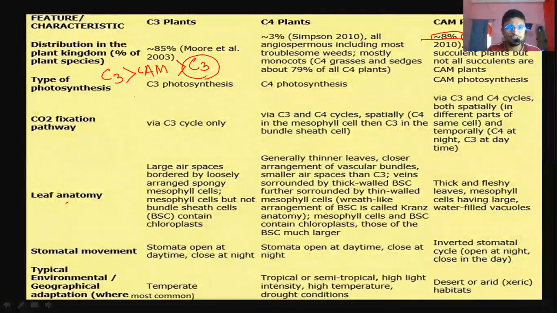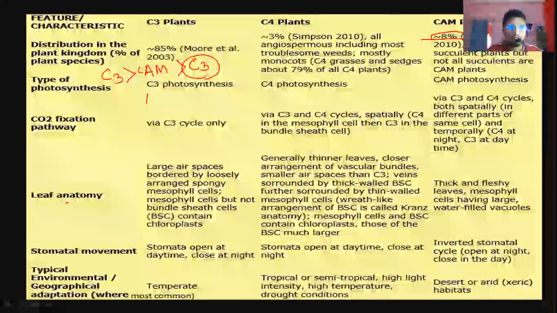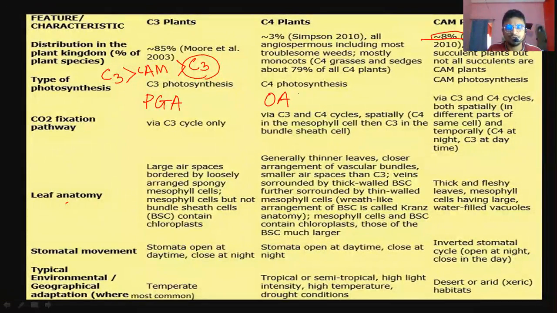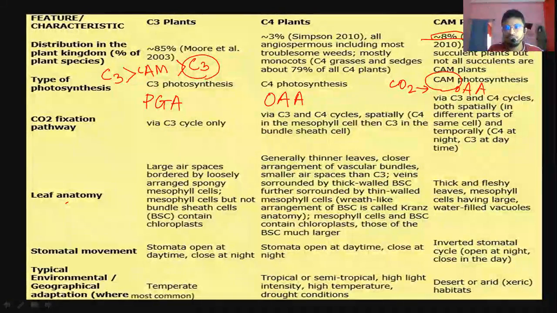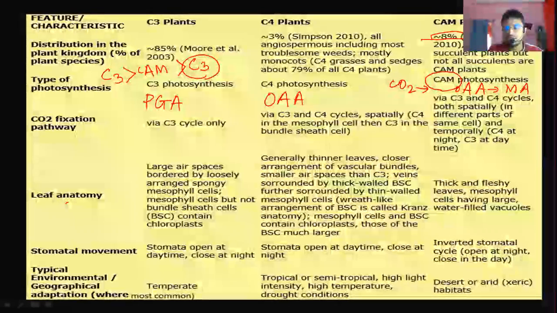You have C3 photosynthesis where the first stable product is PGA, phosphoglyceric acid. In C4, the first stable product is oxaloacetic acid. In CAM, they simply capture the CO2 at night in the form of oxaloacetic acid. So some part of CAM is like C4, and later they can convert it to malic acid. I will be sharing a better picture with you.